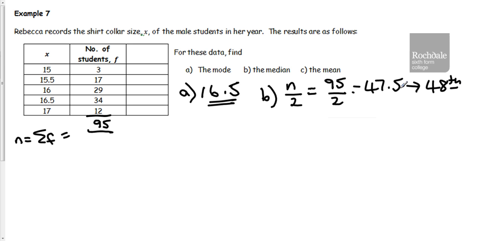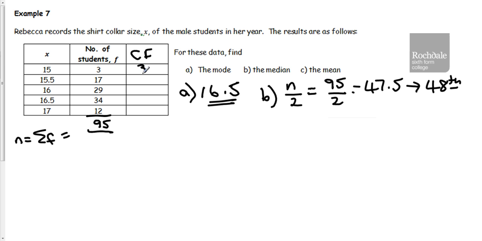Now, where is the 48th person? If we put them in order, where would that person be? Well, I'm certainly not going to write out a full list of 95 numbers. I'm not going to write 15, 15, 15, 15 and a half, 15 and a half, 15 and a half, 17 times. It's far too time consuming. And so what we do in this column is work out something called the cumulative frequency. We add them up as we go along, and that'll help us spot where value number 48 is.